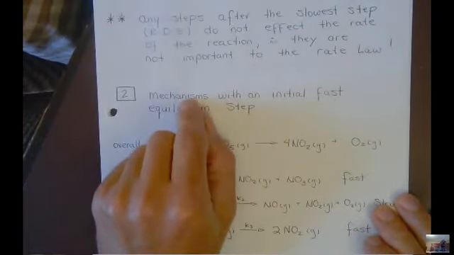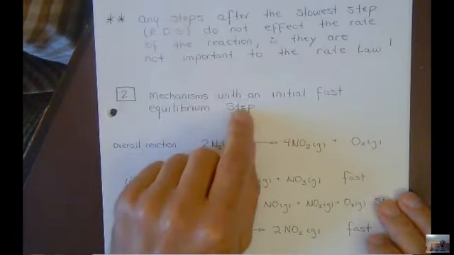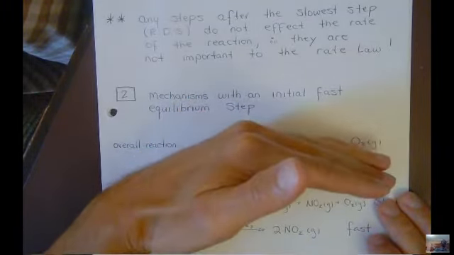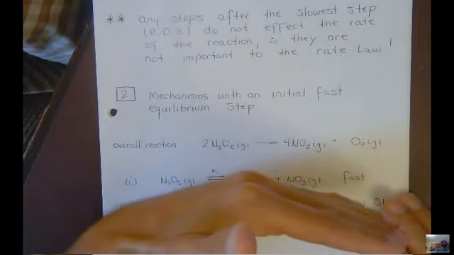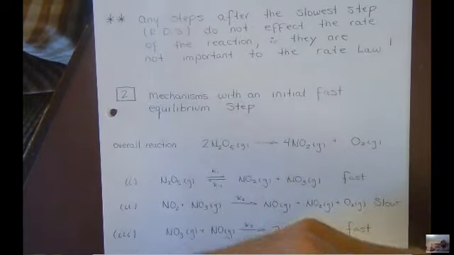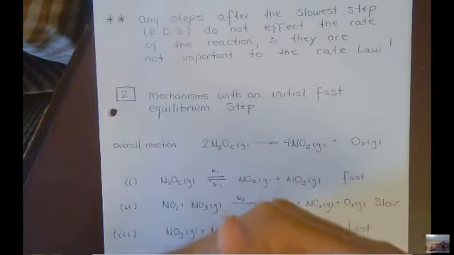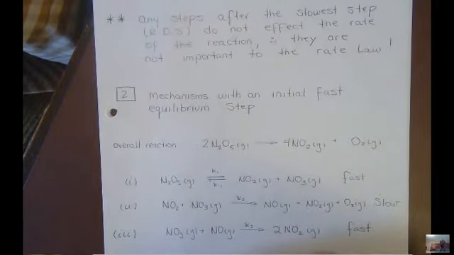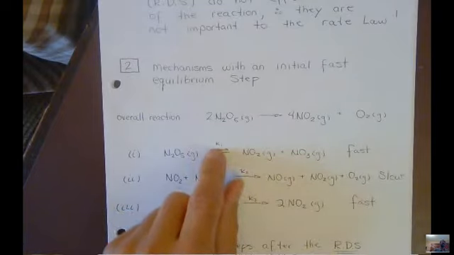What about mechanisms with an initial fast equilibrium step? So you have the overall reaction. The first step is going to be a fast equilibrium step, meaning it can go in both directions and come to equilibrium. And then it has a slow step. And then maybe it has a bunch of fast steps, okay? In this case, I've got a fast equilibrium, right? That's the key, not just fast, but fast equilibrium.